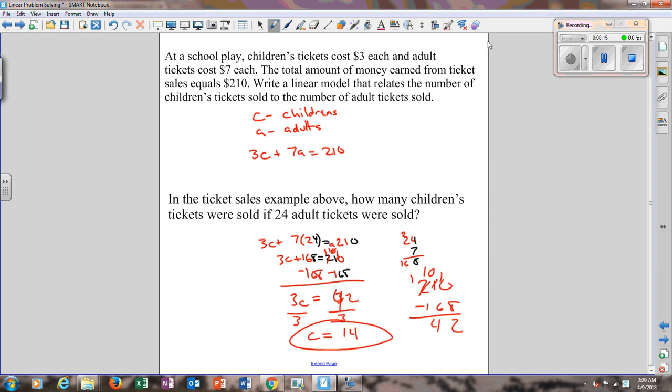But go ahead and try solving these linear problem solving questions. You only have to do those first two pages.